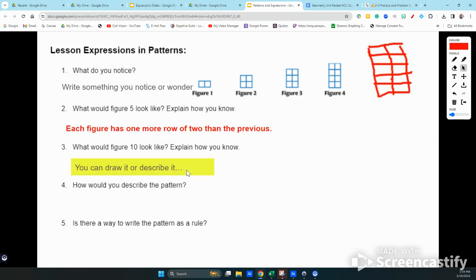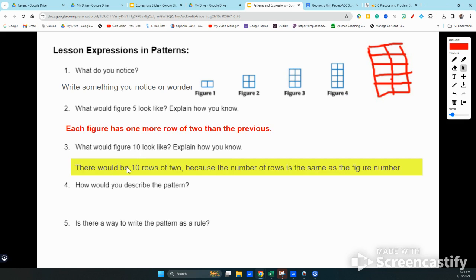Okay, so now that I know that, I'm thinking, what would the 10th figure look like? So you can either draw it or describe it. So pause the video now and try that. So I'm just going to describe it. I think that there is going to be 10 rows of 2. I think it's just going to look just like this rectangle, except rather than being 4 rows, there'll be 10 rows, because it seems like whatever the figure number is down here is the same as the number of rows that are stacked on top of each other. So that's my prediction. And that seems to make sense, right?